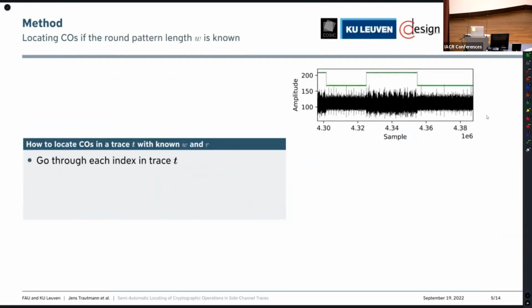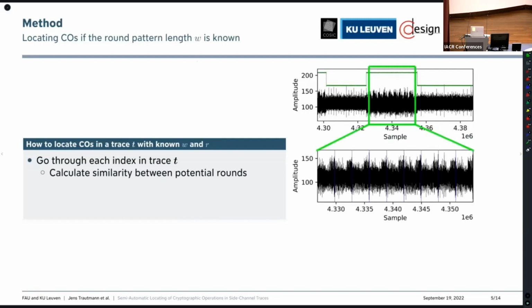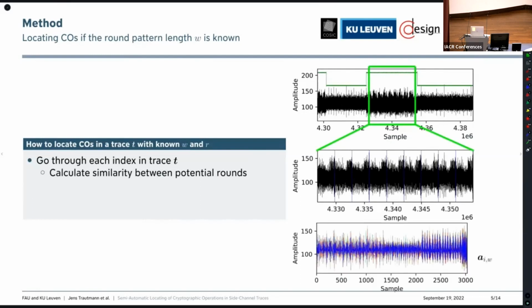Let's go a little bit deeper into this method and see how we can calculate the similarity between the rounds algorithmically if we know the round pattern length W. So we will go through each index in this trace T, and for all starting points we will dissect this trace part into different chunks that are the rounds or the potential rounds. Those all have the same round length W, and we will use an average of those, which we can see here in dark blue, and calculate the similarity between this average round template and all of those different rounds that we made this average round template of.